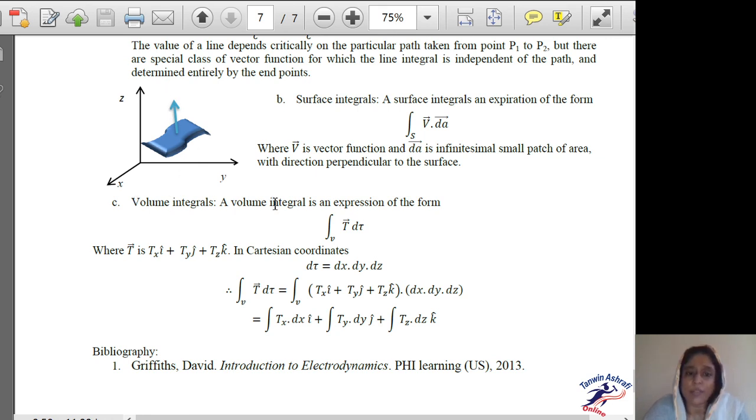Okay, volume integration. A volume integral is an expression of the form integration over the volume of vector T d tau. Now this d tau is dx dy dz, whereas vector T is Tx i cap, Ty j cap, Tz k cap in the Cartesian coordinate system. When we multiply it, we will have the integration of the Tx component dx i cap, the integration of the Ty component dy j cap, and the integration of the Tz component dz k cap.